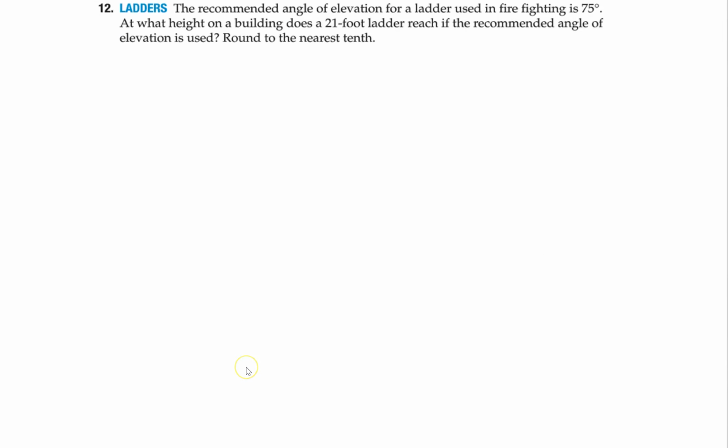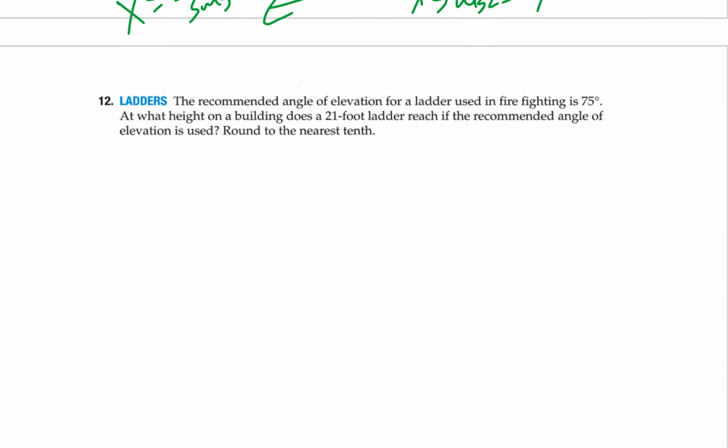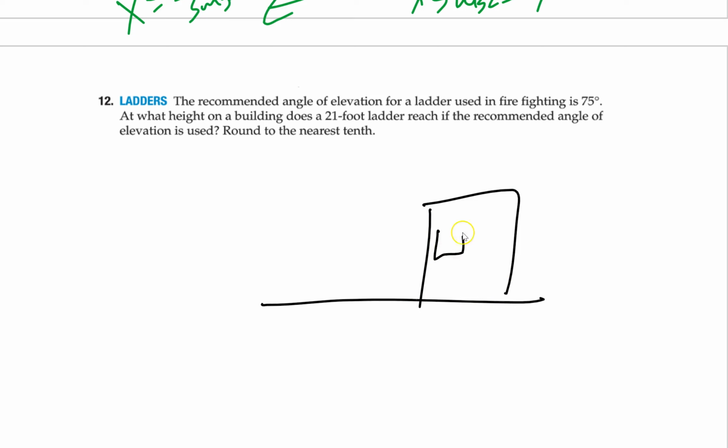Last one. The recommended angle of elevation for a ladder used by a firefighter is 75 degrees. At what height on the building does a 21-foot ladder reach if the recommended angle of elevation is used? Round to the nearest tenth. So let's draw a little picture here. My building, and it's on fire. And then our firemen coming to put up a fire ladder. Here's my fire ladder.